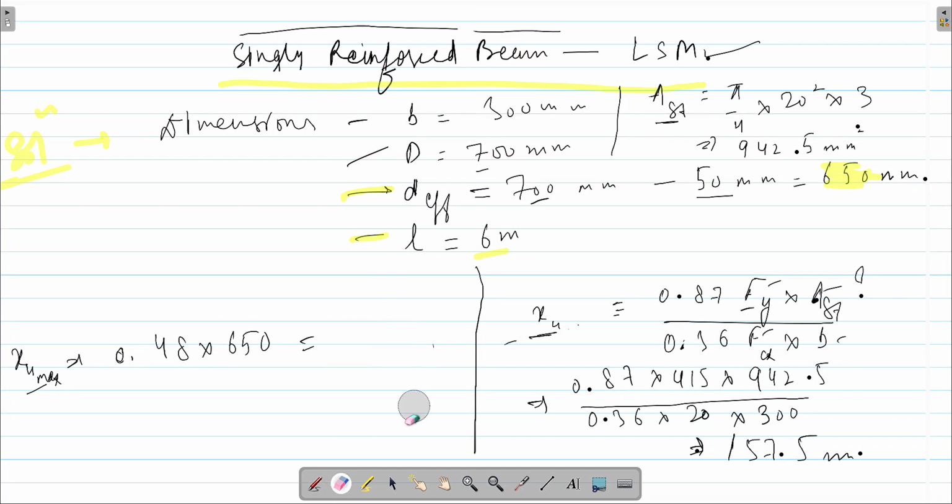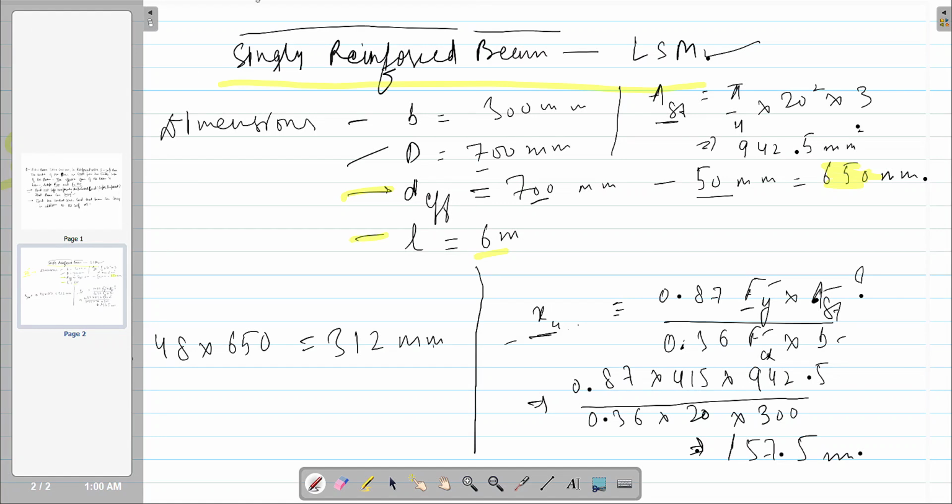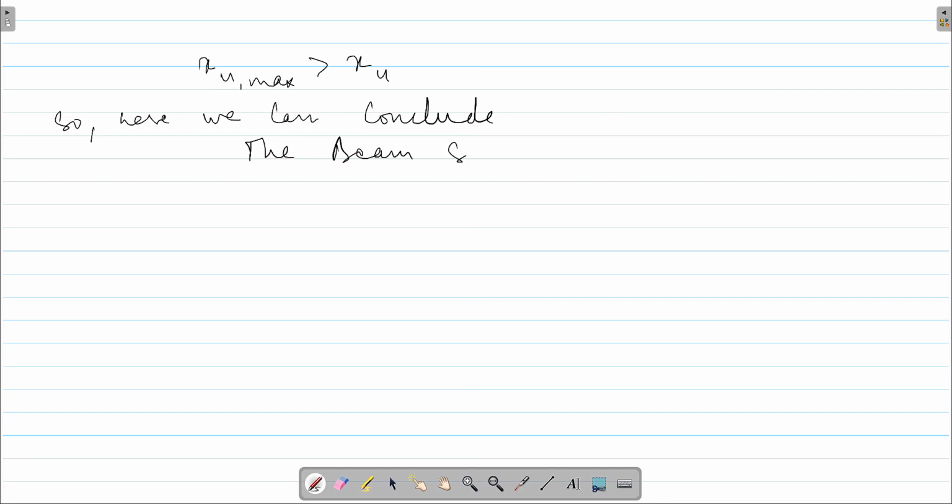Whereas we can calculate XU max, which can be calculated using this formula: 0.48 into D, where D is the effective depth of the beam. By multiplying these both quantities, we'll get the value 312 mm. So basically, from here we can see that the XU max value is greater than the actual depth of the neutral axis. So from here we can conclude the beam section is under reinforced.